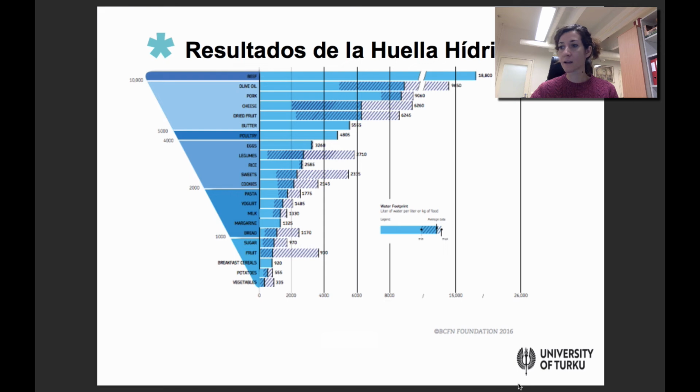And again, these are the water footprint results. Again, we have beef on the top, and again we have in the lowest part fruit and vegetables, which have the lowest environmental impact also in terms of water footprint.